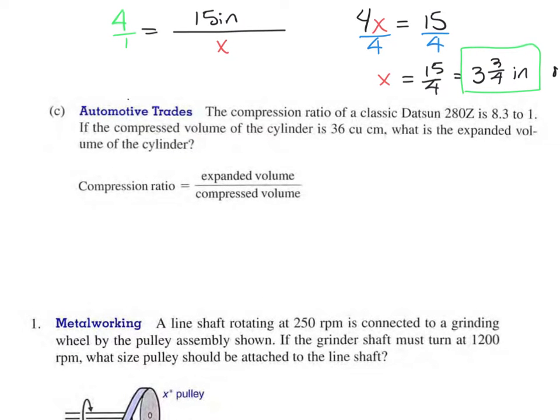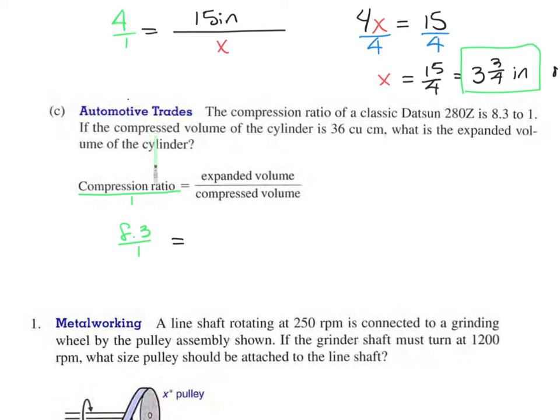My next example is we're looking at compression ratio. The compression ratio, again, unless they tell us otherwise, is assumed to be over 1. It is the expanded divided by the compressed volume. They're telling us for this example, the Datsun has a compression ratio of 8.3 to 1. So this is the 8.3 to 1. Now, if this would have been a 2, then I would have put a 2 right here, but it's not. So it's an 8.3 to 1. This is going to be equal to, we look to see what they're giving us.